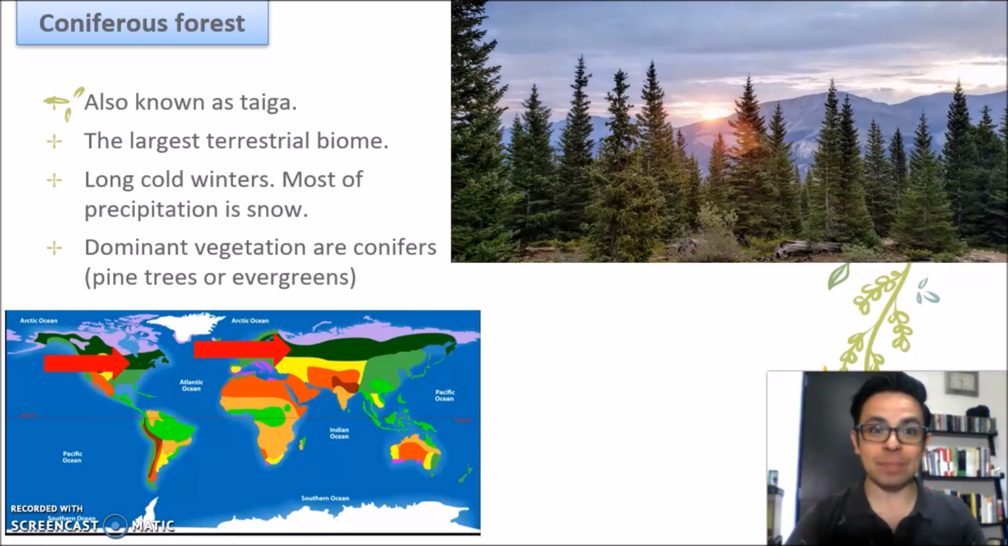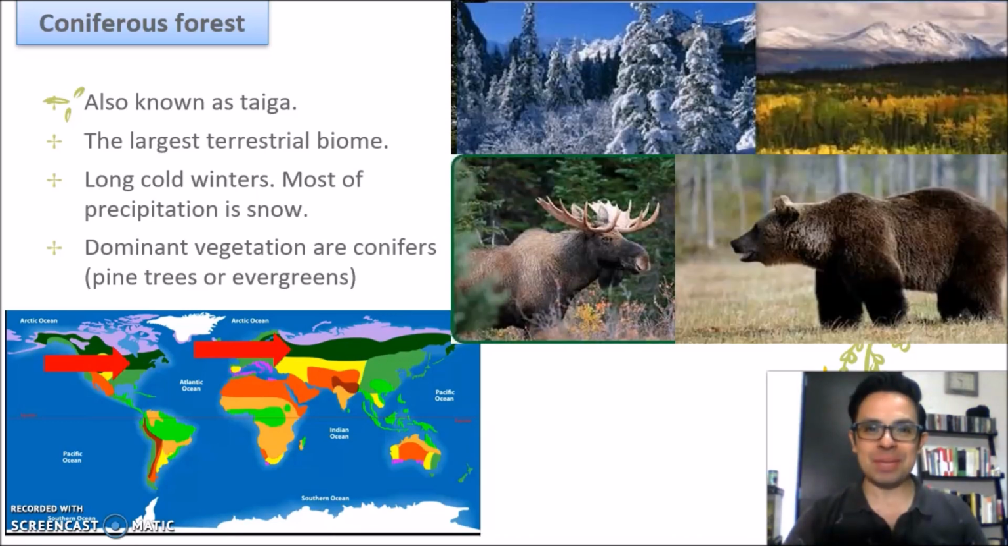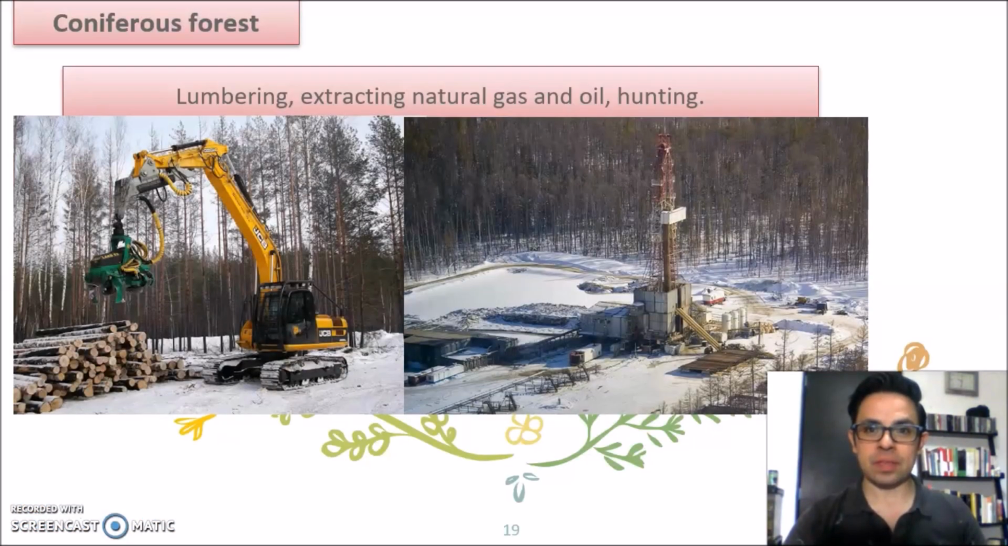Now, pine trees are adapted to the snow because of the needles. That's what we call those leaves, needles. And they are adapted to survive cold temperatures, avoiding being frozen. These trees are also known as evergreen because they will never lose their leaves in spite of the changes in temperature. These are some images that represent the main phases of the coniferous forest, with snow and no snow. How is coniferous forest affected by humans? Generally, they are affected by lumbering, destruction of natural oil and gas, as well as hunting.